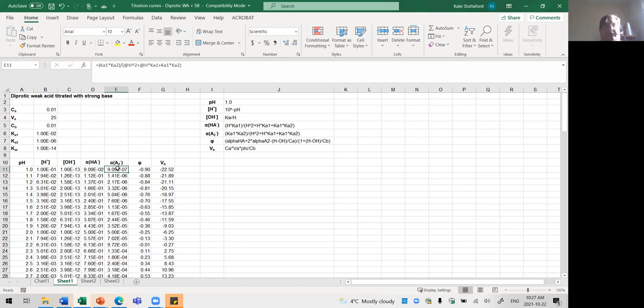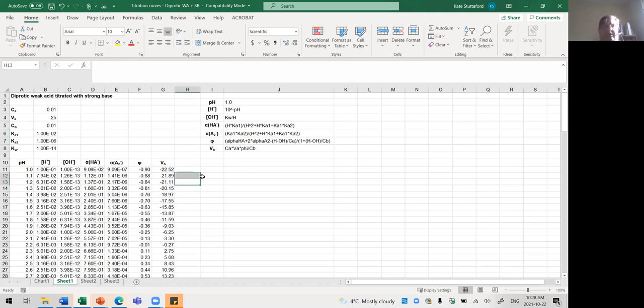And then I've calculated the two alphas. And then finally put in the phi equation and the VB equation. So this is a practice in getting bigger formulas to work in Excel. We haven't done a lot of big formulas up to this point, except maybe for the quadratic on the second computer assignment. So again, watch your brackets, and Excel does follow the normal order of operations, but we do need brackets in here to make these formulas work. The other common problems are making sure that your Ka1 is larger than your Ka2. People sometimes get these backwards.